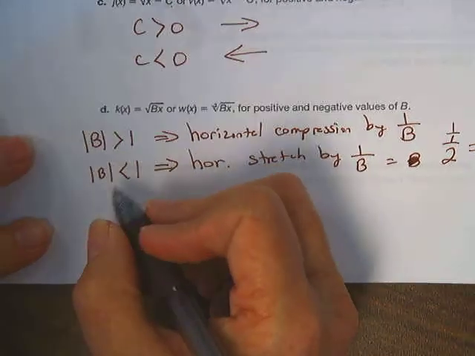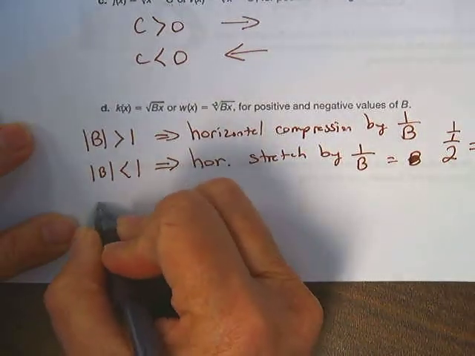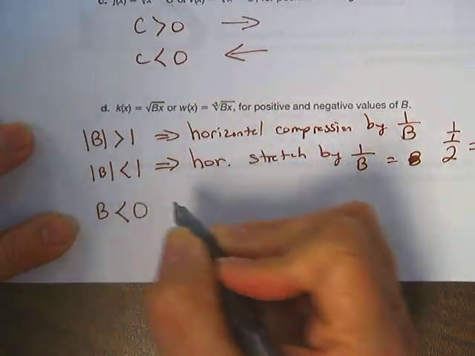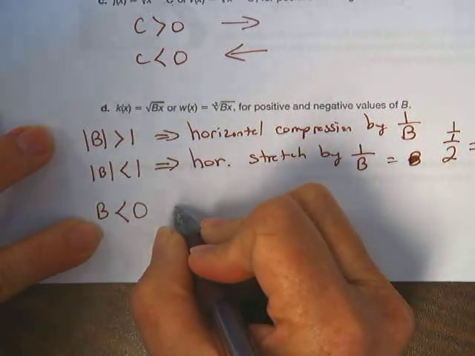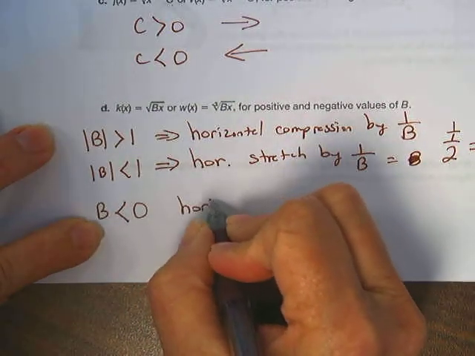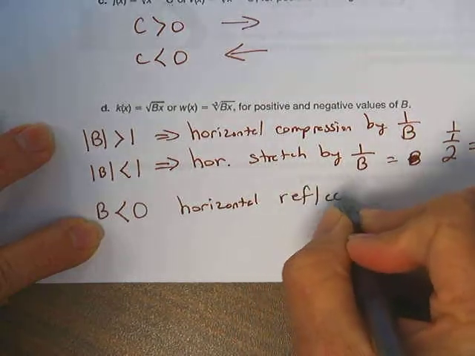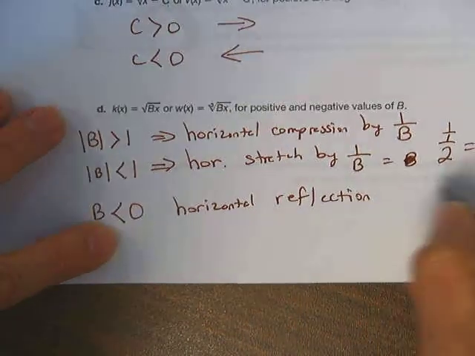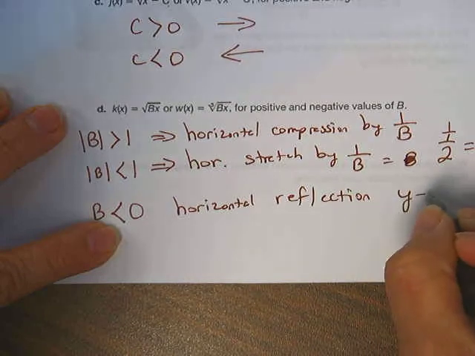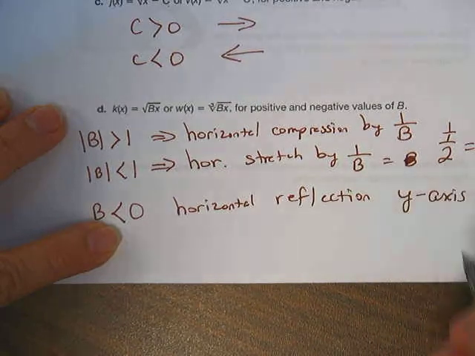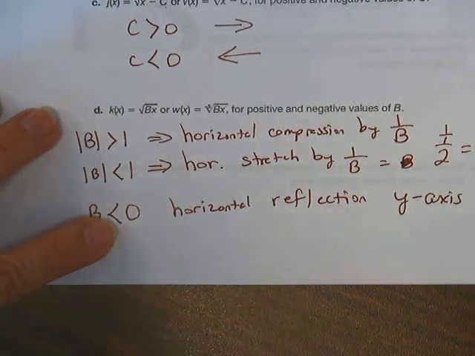And finally, we haven't investigated this before, but if b is less than 0, so if b is negative, we get a horizontal reflection. So this meant it reflected across your y-axis. So this is the first time we've seen this before.